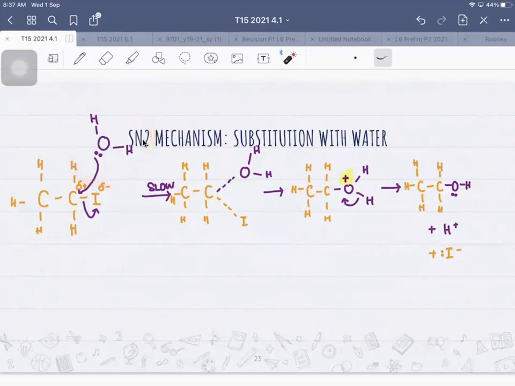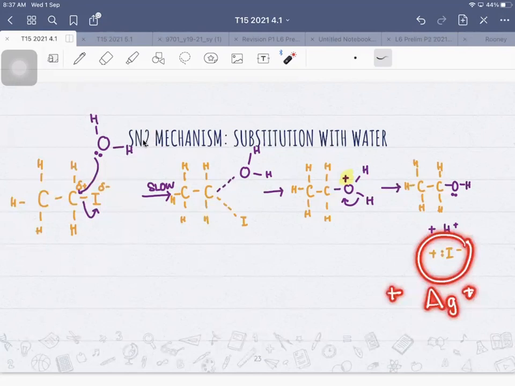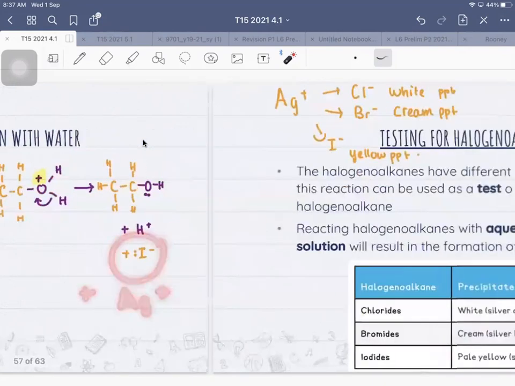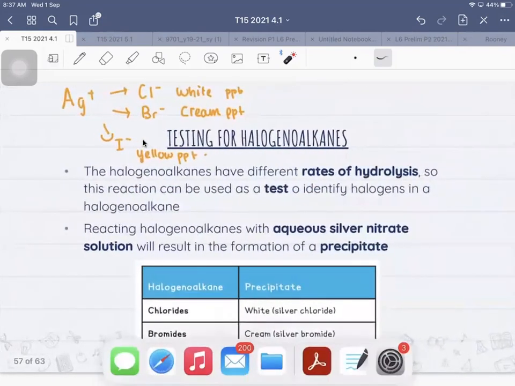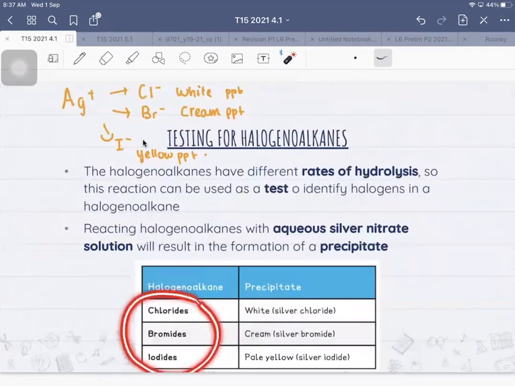Okay, my carbon iodine bond will break, or my carbon halogen bond will break. So whatever halogen I form here will react with Ag plus to give me a precipitate. And whatever the color of the precipitate is, will tell me what was present in the halogenoalkane. So that's why I say that there's two parts to this reaction.